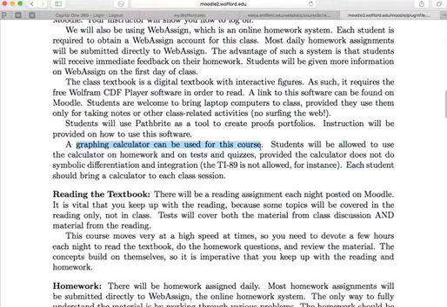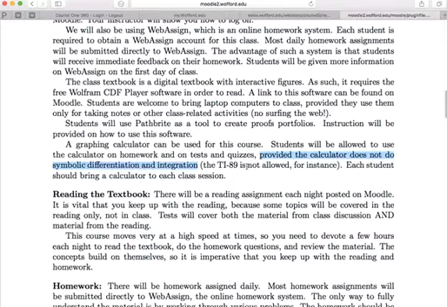Okay, so you'll be able to use the graphing calculator on the homework and on tests as long as the calculator does not do symbolic differentiation and integration. So for instance, the TI-89 is not allowed and the TI-Inspire is not allowed. A lot of students choose the TI-83 or the TI-84 or the TI-83 Plus or the TI-84 Plus. Those sorts of calculators are great for this class.